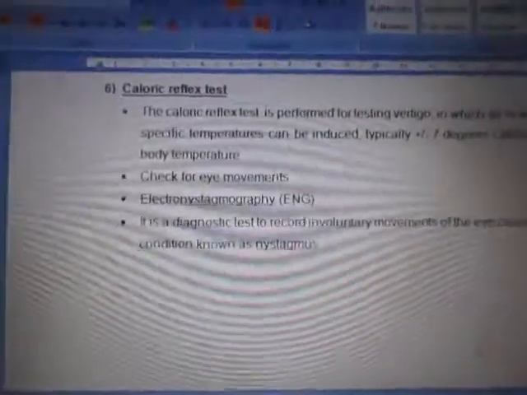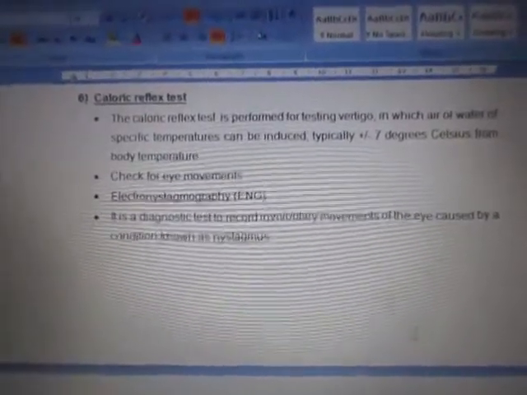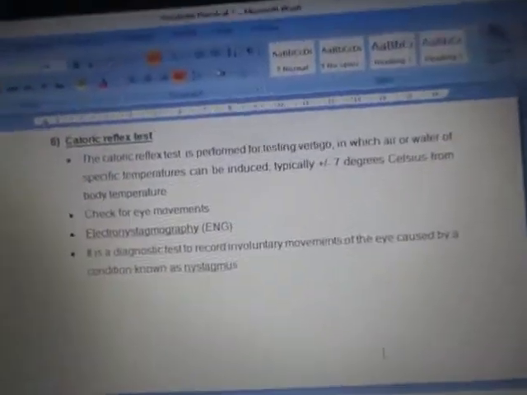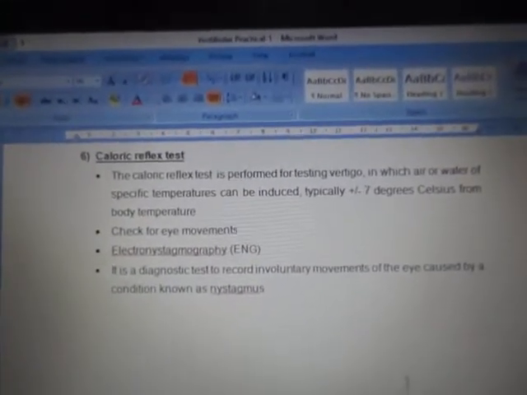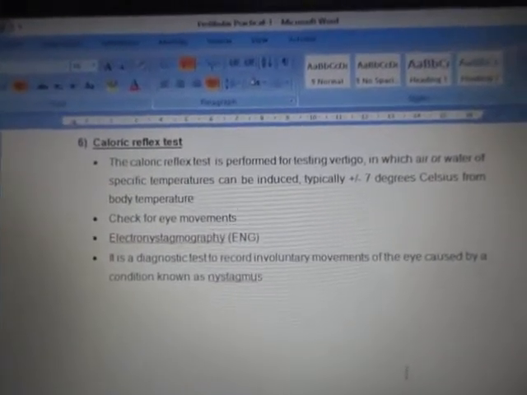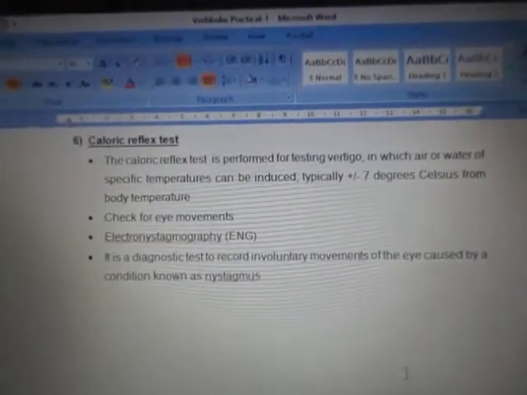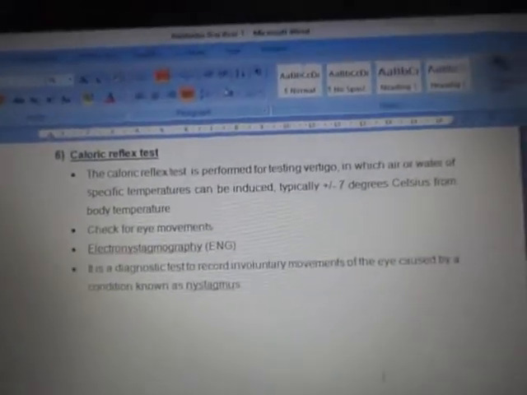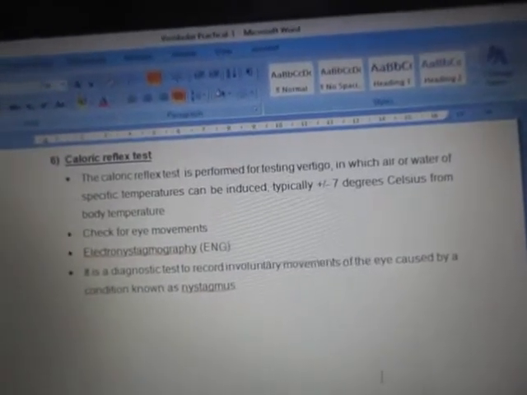Reflex test, caloric reflex test. What is the caloric reflex test? It all depends upon hot water and cold water. If you are putting some hot water, your eyes will turn to the same side. If you are putting cold water, your eyes will move to the opposite side. This is normal. If anything goes opposite to this, then it is abnormal.